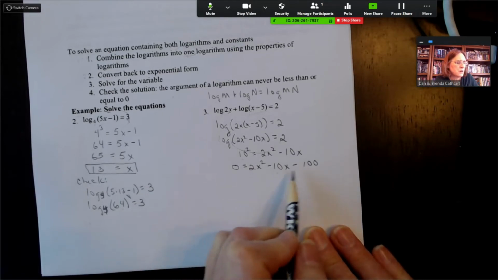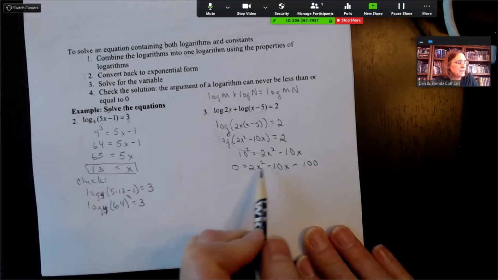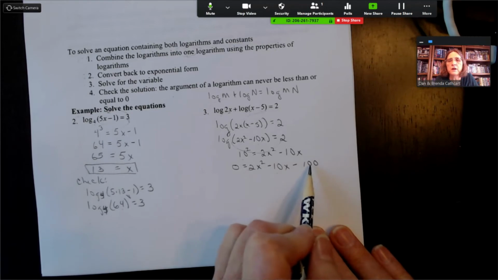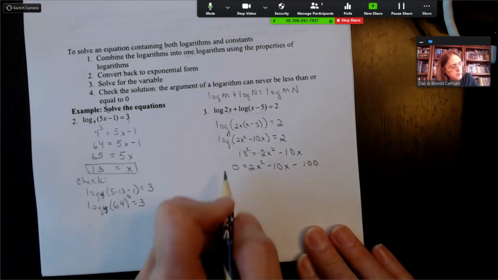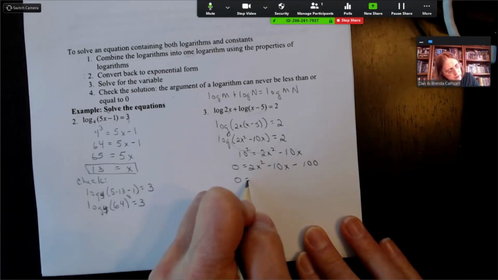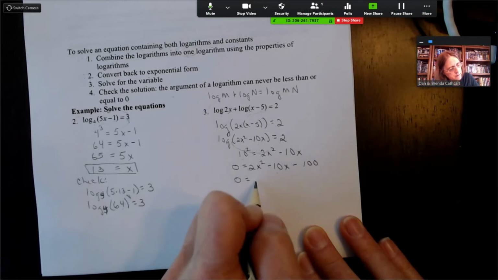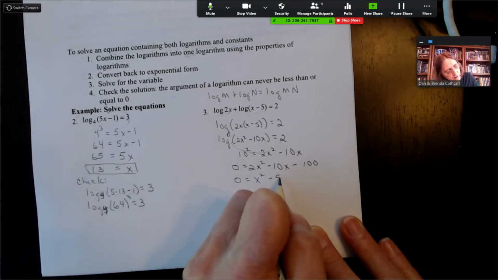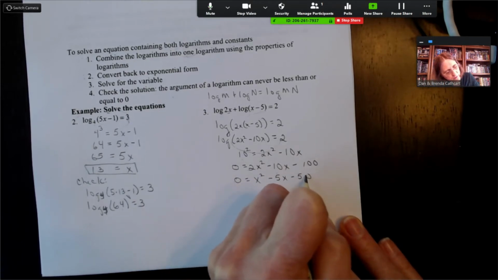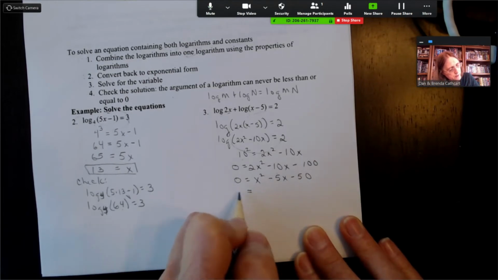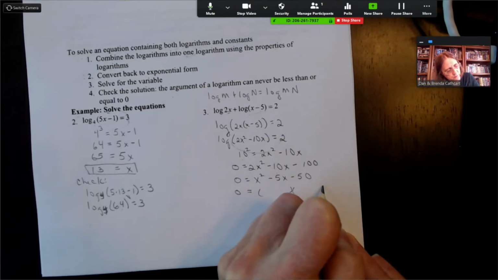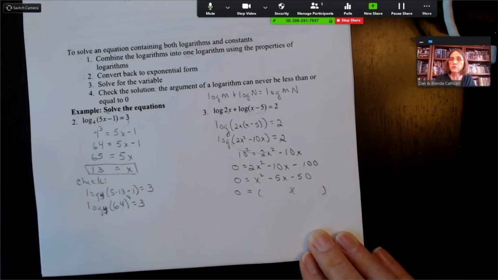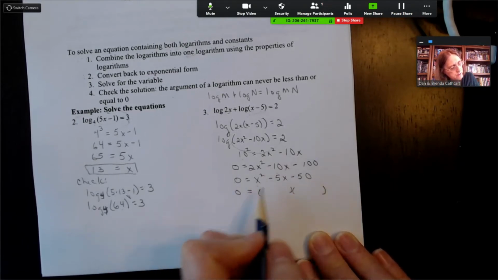All of these terms are even, so a nice first step before solving this quadratic equation would be to divide both sides by 2. And of course, 0 divided by 2 is just 0, leaving us with x squared minus 5x minus 50 on the right side. So this just happens to factor. If it doesn't factor, you're going to have to use the quadratic formula. But in this case, it does factor, so let's go ahead and do that.